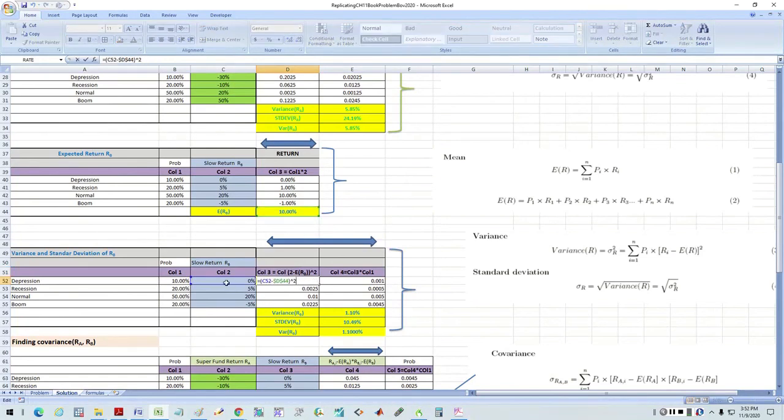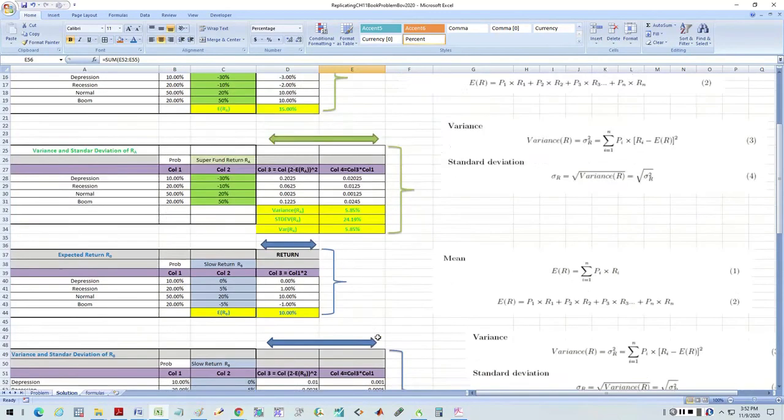So we have C52 minus D44, whole squared. D44 is the 10%. Make sure that you understand that and use D44, or whatever the cell is in your template, and square it. We're going to drag that down, making sure that the E of RB doesn't change. In this column, we're multiplying the probability times pi times (Ri minus E of R) whole squared, and then we add them together. Sum all these numbers, and the standard deviation again is the square root of the variance.